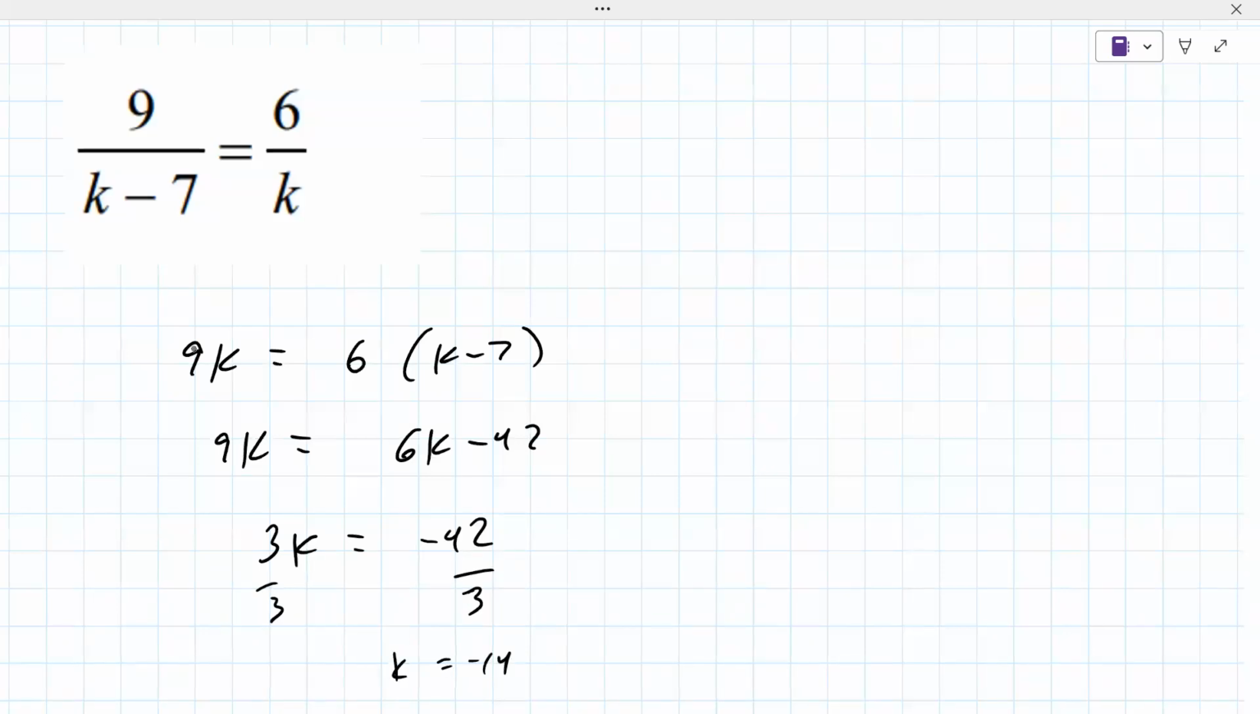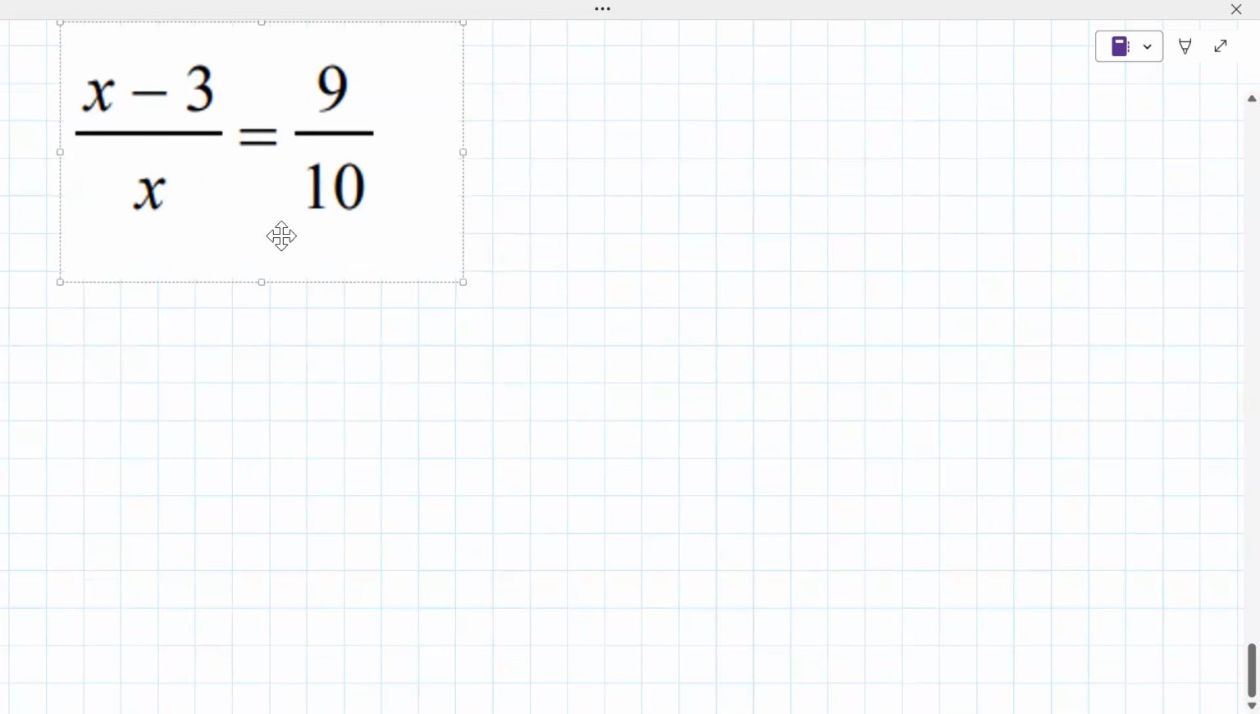Okay, let's have you try another one here. Doing real well on these. If you're wondering why we're doing this, you're going to solve proportions in triangles, but you have to make sure you know how to actually solve them. Okay.